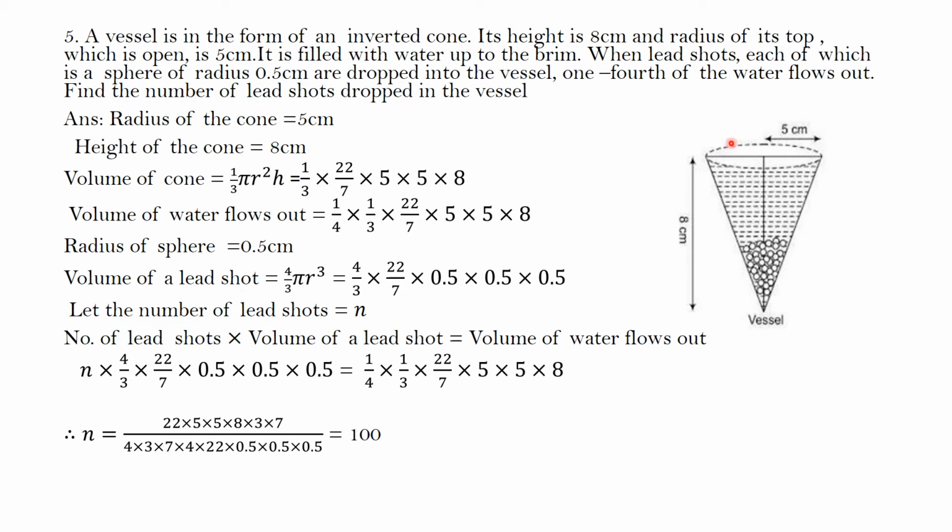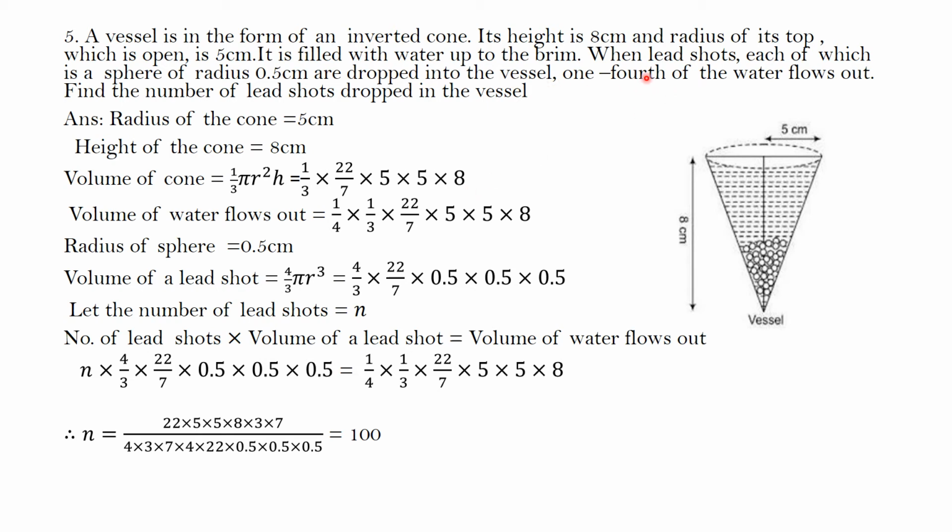We are given a cone with radius 5 cm and height 8 cm, and it is filled with water up to the brim. Let us find the volume of the cone, that is 1 by 3 pi r square h equal to 1 by 3 into 22 by 7 into 5 square into 8.